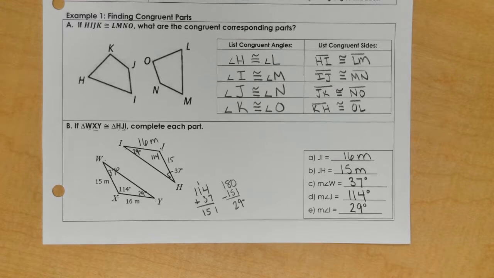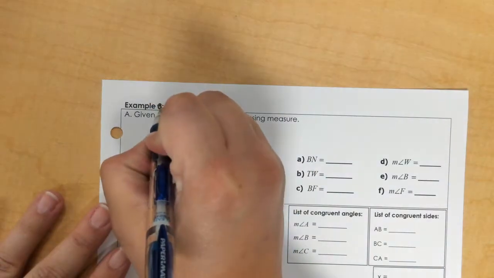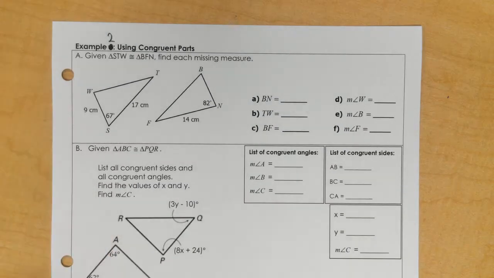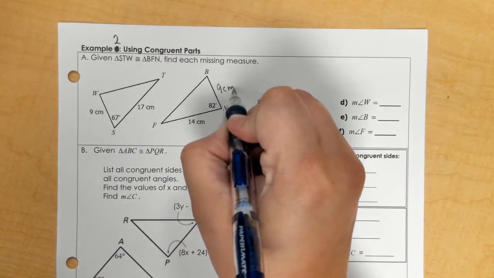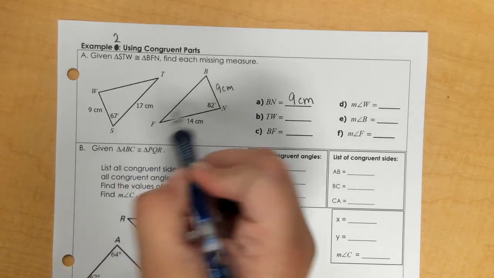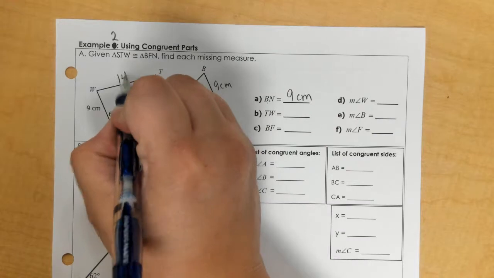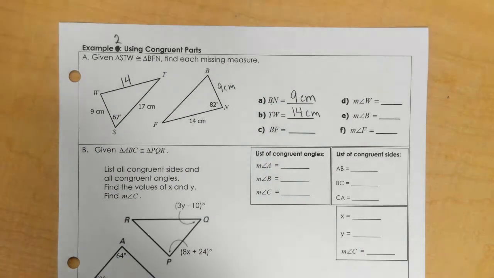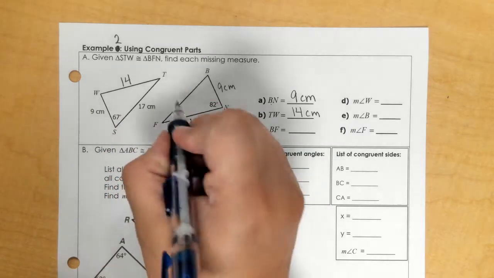Moving on to the next example, which should say example 2, but says example 3. We're going to fix that right now. We have to come up with the measurements again. So again, that congruency statement is going to help us out quite a bit. For segment BN, it matches to SW. SW is 9. FN matches up to TW, so that's 14 centimeters. Then BF matches up to ST, which is 17.